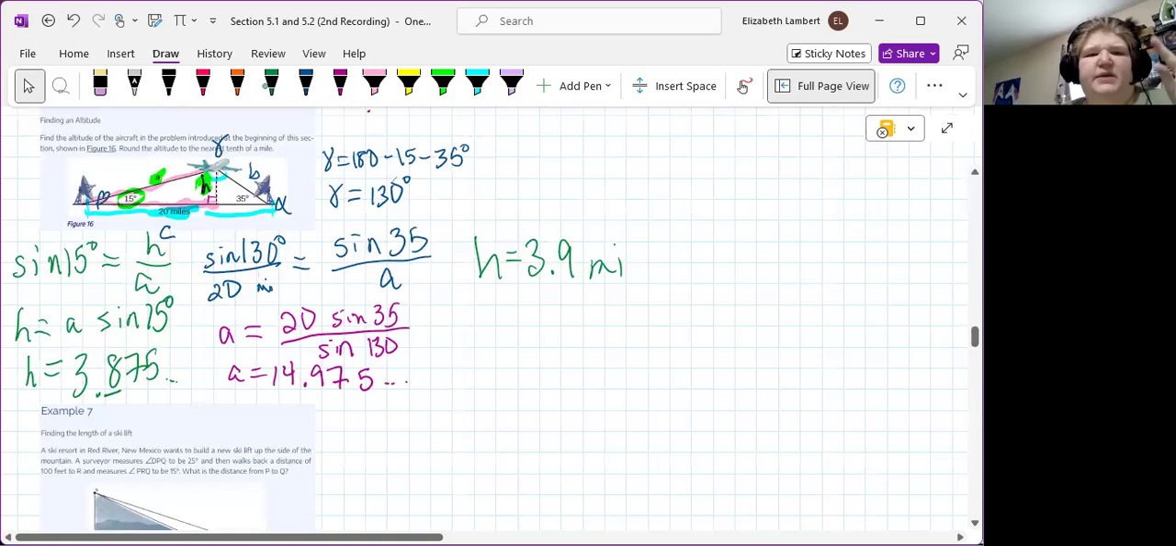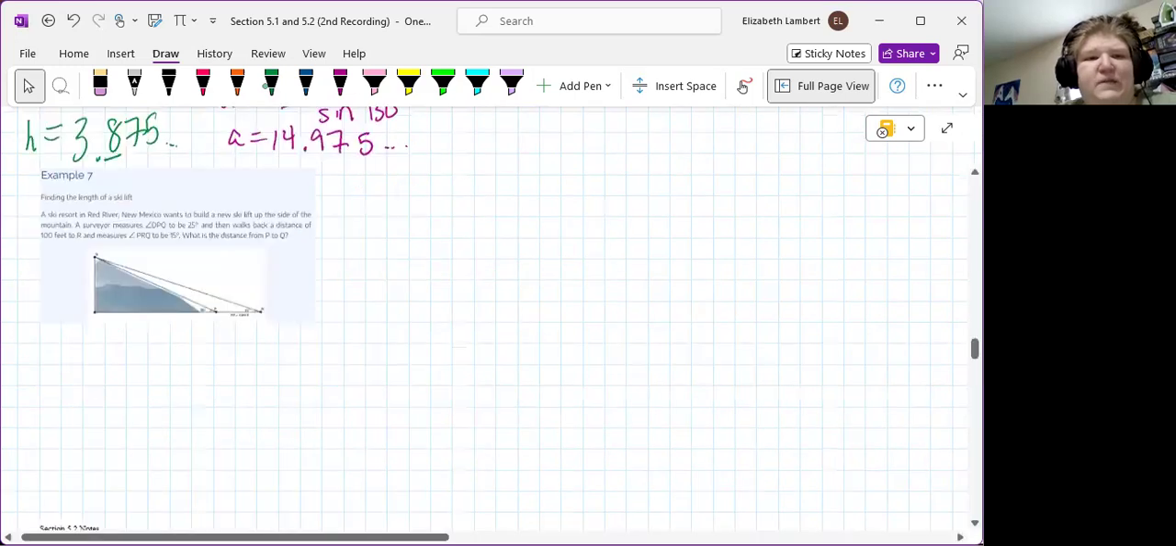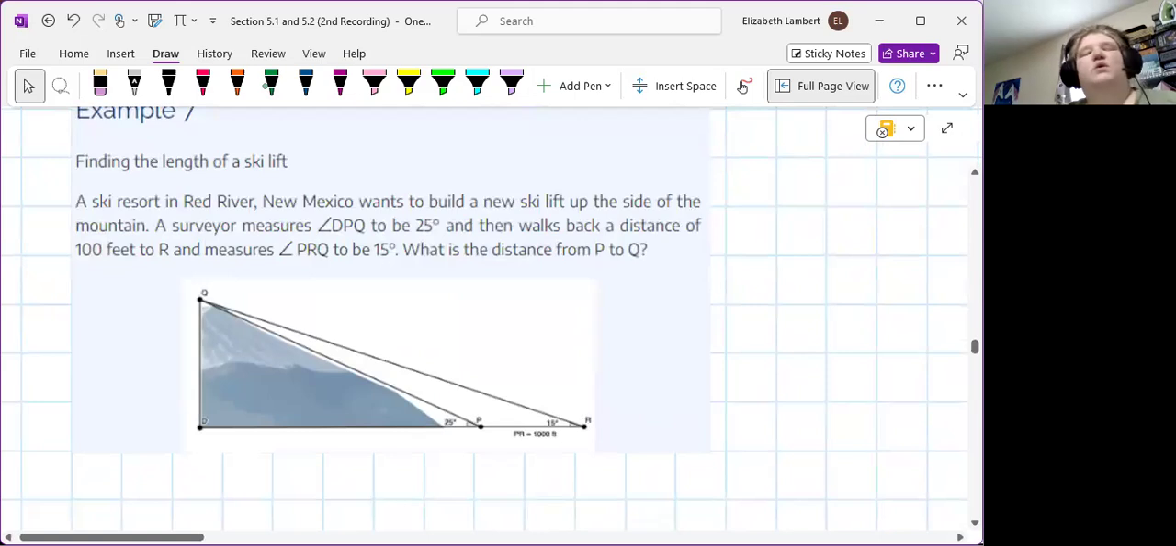But the big thing there is being able to understand the drawing and what all it entailed. Like at the beginning of the chapter, this was a pretty hefty paragraph of text. All right, let's take a look at our last example for 5.1. We're finding the length of a ski lift. Sure.